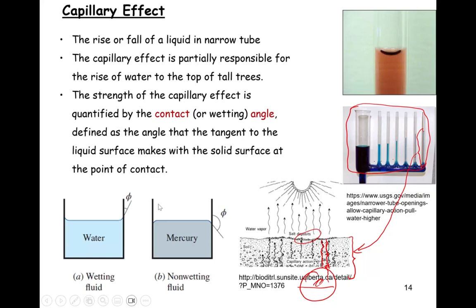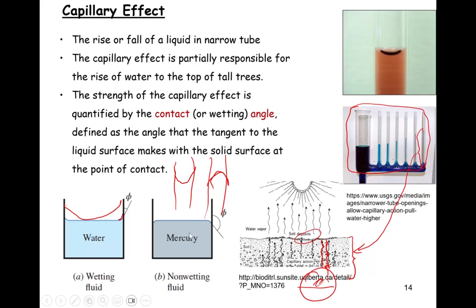Now, if we put water in a tube or a container, you can see the water surface looks like this. If it is a smaller tube, it is something like this. However, if we put mercury, it would be in this way, reversed. Now, why is that? Because we said hydrophobic and hydrophilic. Water is hydrophilic, and mercury is hydrophobic.